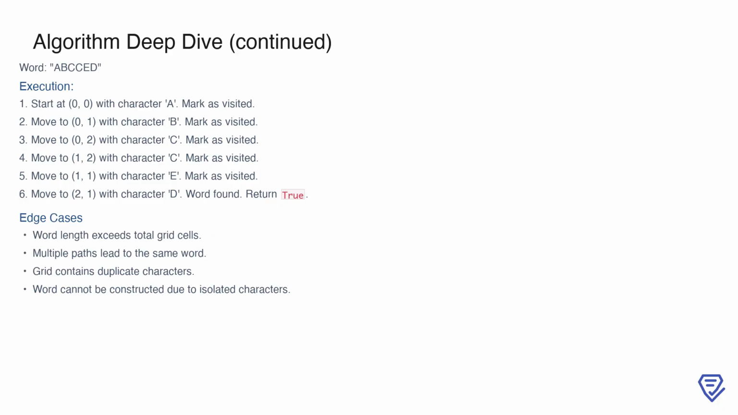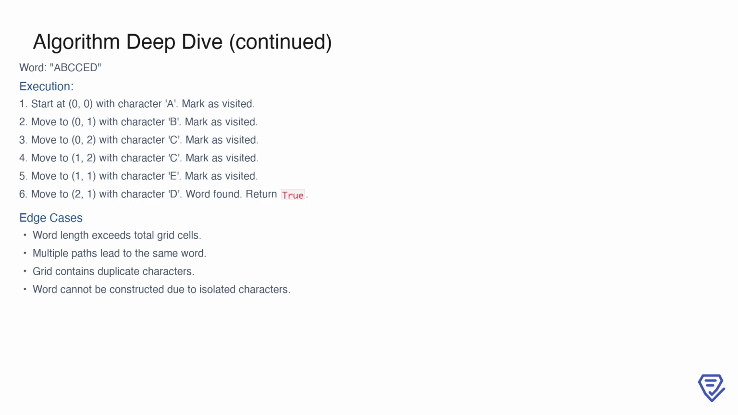Next, we move to 0,2, which contains the first C, and mark it as well. Then, we move down to 1,2, where the second C is located, and continue marking. From 1,2, we move to 1,1, which contains E, and then to 2,1, which contains D. At this point, we've matched every character in the word, so we return true.